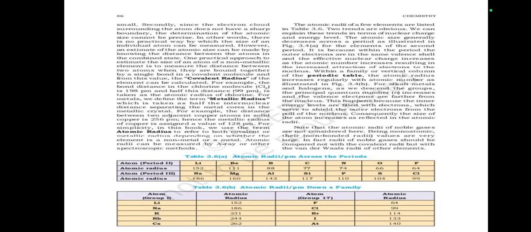Within a family or vertical column of the periodic table, the atomic radius increases regularly with atomic number as illustrated in figure 3.4b. For alkali metals, the principal quantum number increases and the valence electrons are further from the nucleus. This happens because the inner energy levels are filled with electrons, which serve to shield the outer electrons from the pull of the nucleus. Consequently, the size of the atom increases as reflected in the atomic radii.